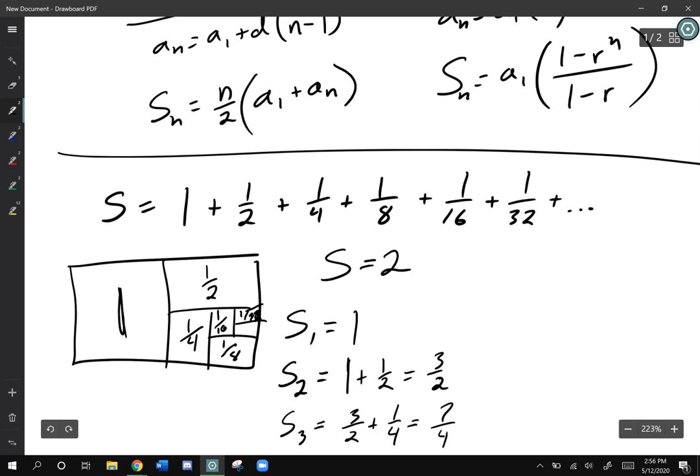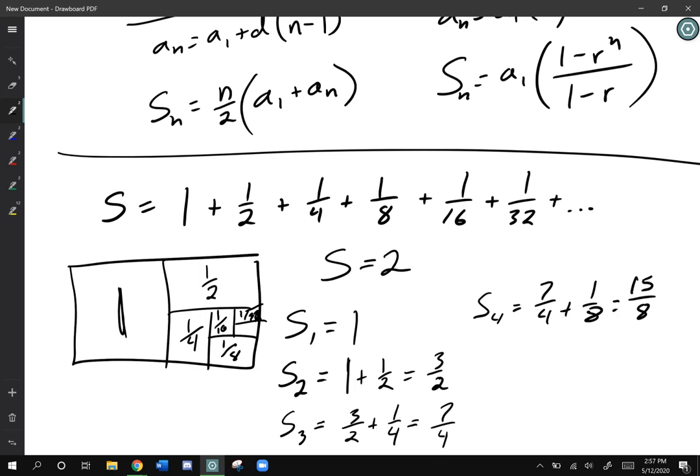7/4 right there. And then I can see S sub 4 is going to be equal to 7/4 plus 1/8. 7/4 plus 1/8 is just, well, this is double this, so 14, so 15/8 right there. And then if I keep going, I'm going to keep getting closer and closer to 2. You can see this is really close to 2. It's almost 2. There's only 1/8 left.